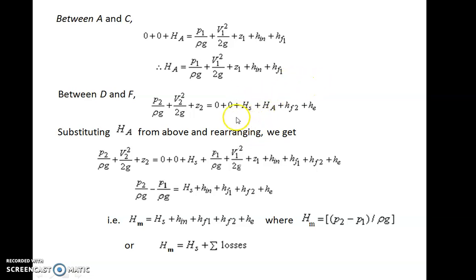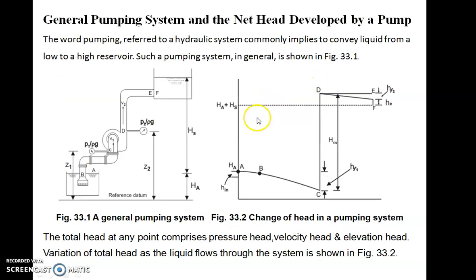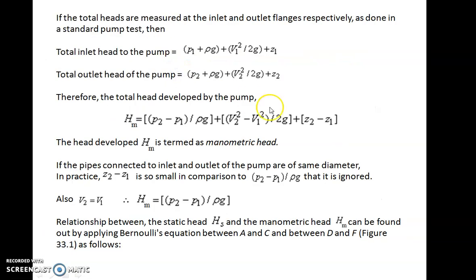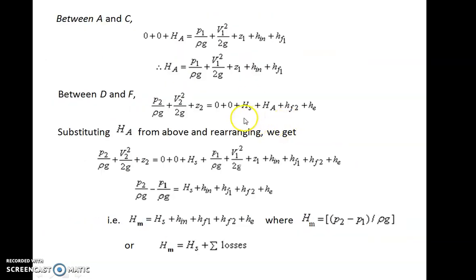The datum is point F, and it is at a height of HS plus HA, plus all the losses associated with it. Sorry, it is applied between point D and G. Here you can consider all the losses associated in the pipe. So it is HS plus HA plus HF2, that is friction loss, plus the exit loss HE, which is V2 square by 2g.